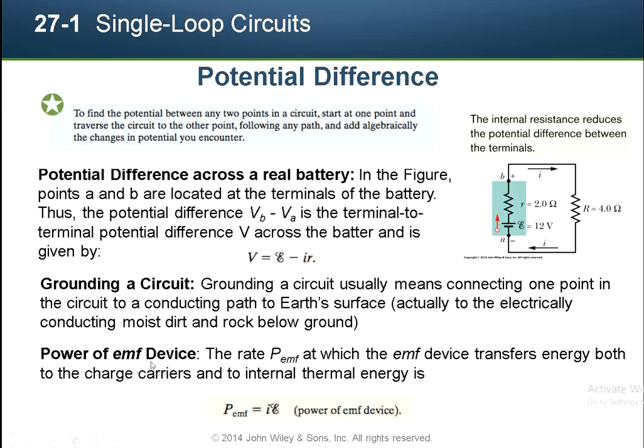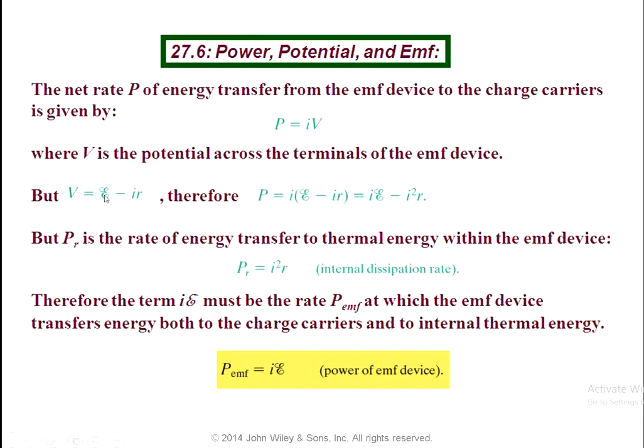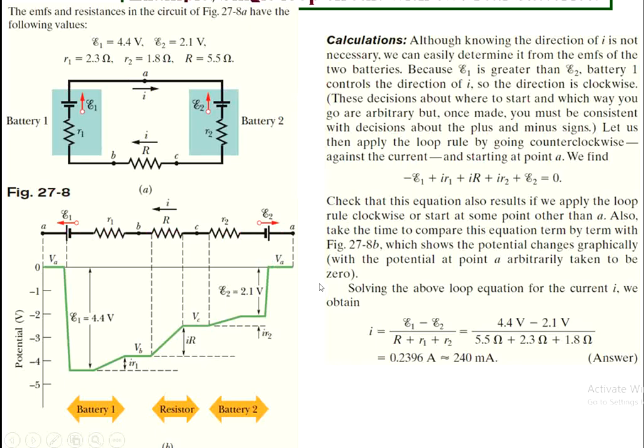The same formula. The power dissipated, P EMF, is equal to I into epsilon, which we have already seen: P is equal to V into I, with V equal to IR, or P is equal to I into epsilon. Therefore, the net power P is equal to IV. When we substitute the value, PR is the energy transferred as thermal energy, that is, the internal energy dissipation rate: PR is equal to I square multiplied by R. This is another formula we have to remember: the power dissipation rate through the resistor or through the circuit, PR is equal to I square multiplied by R.